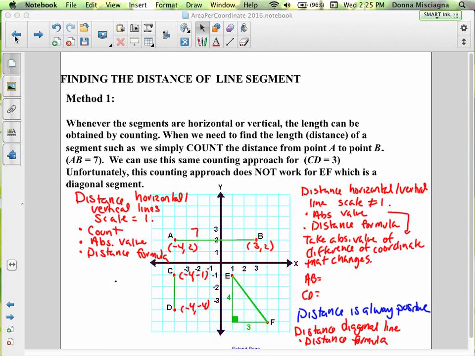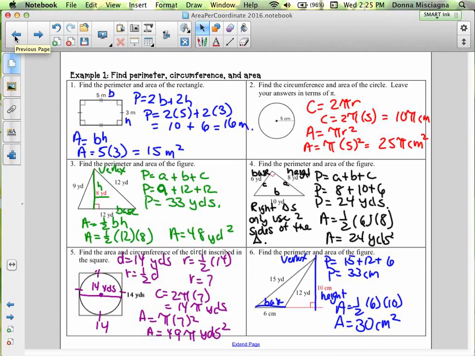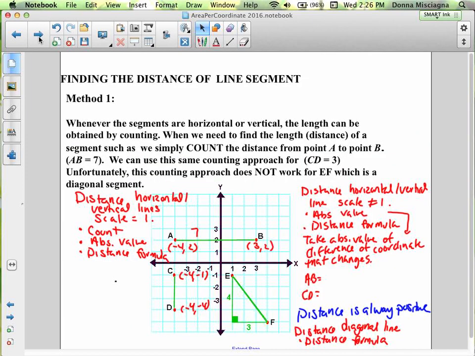So back here when we were finding area and perimeter, it was kind of easy in some ways because we were given the lengths. Here we will not be given the lengths, so we're going to have to use our coordinate plane to figure them out. So really we are given the lengths. It's just we have to find them.